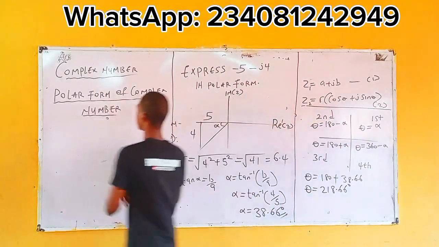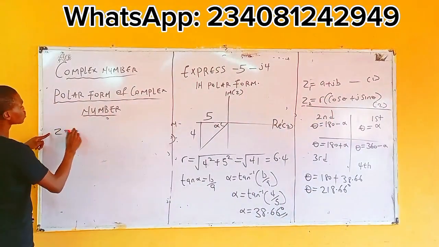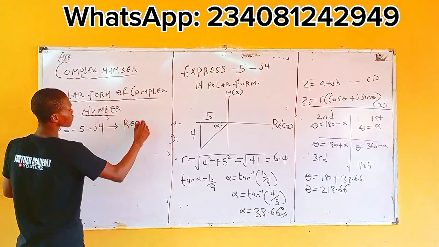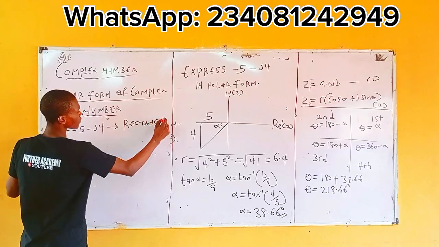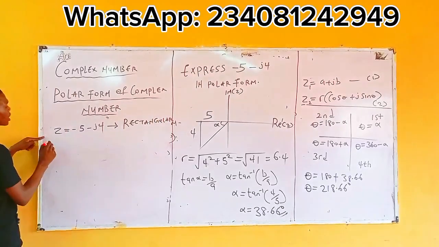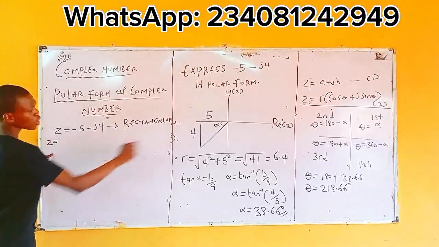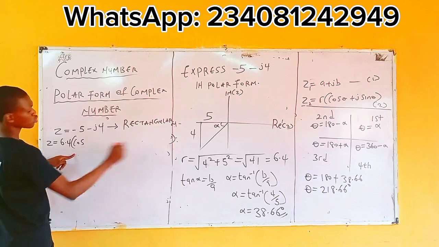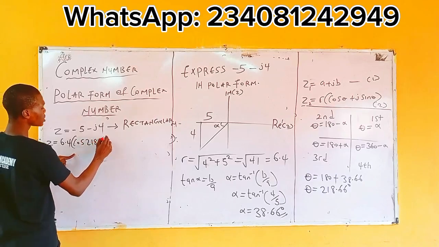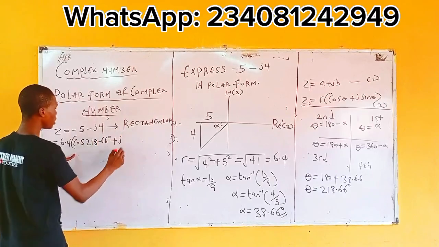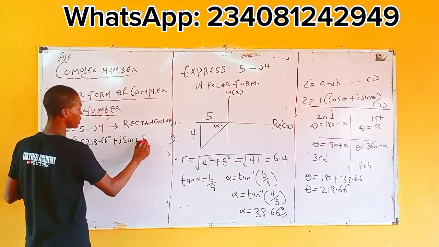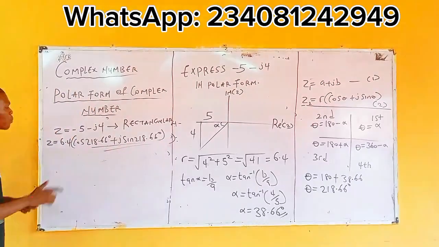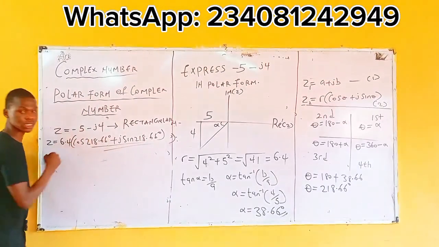Do substitution. Given that Z is equal to -5 - j4, this is the rectangular form. Now for the complex form, Z will be what? What's your R? 6.4, all into bracket, cos 218.66 degrees plus j sine 218.66 degrees. And this is the answer. By the time you press this in your calculator, you end up getting this.